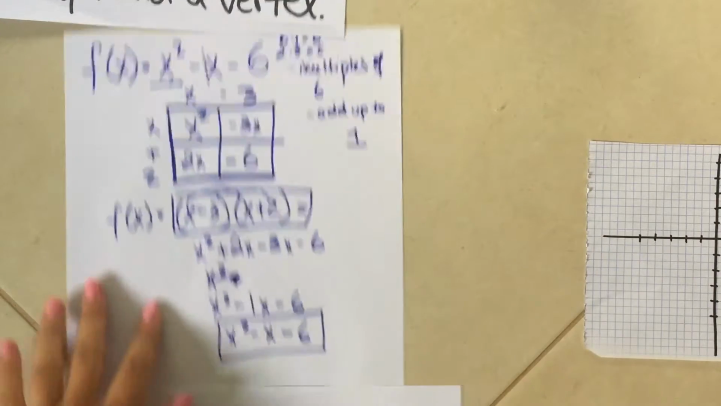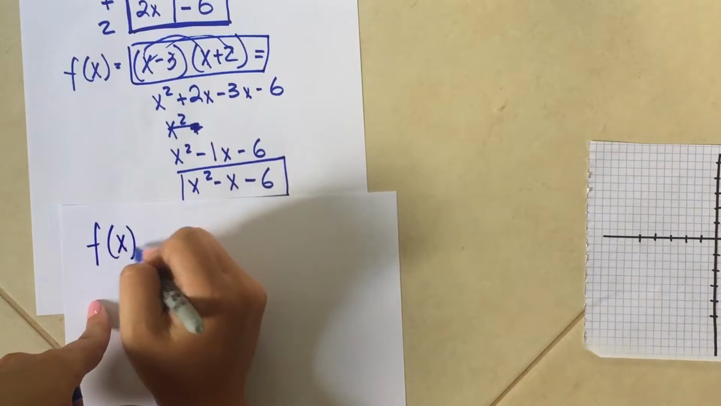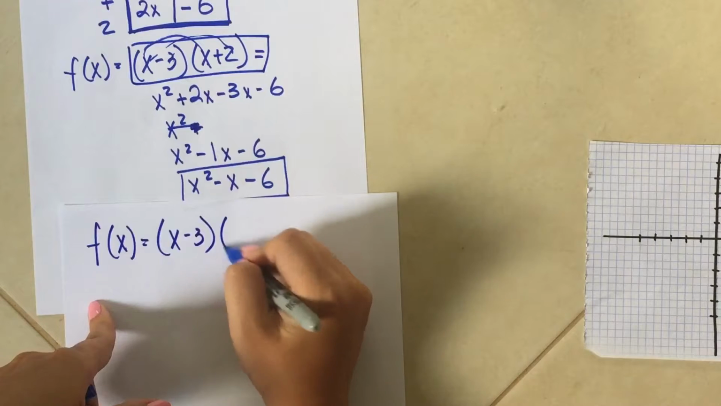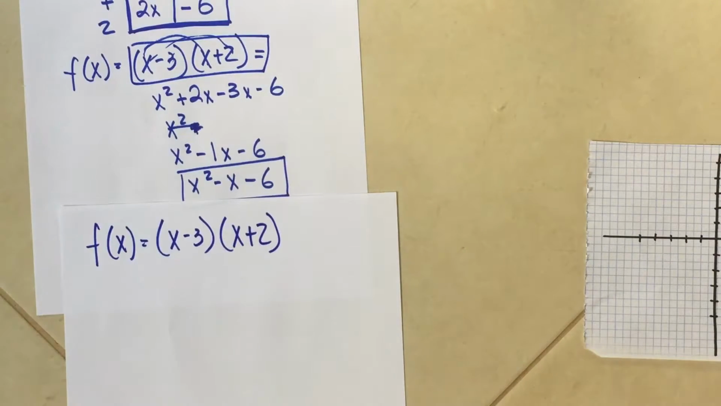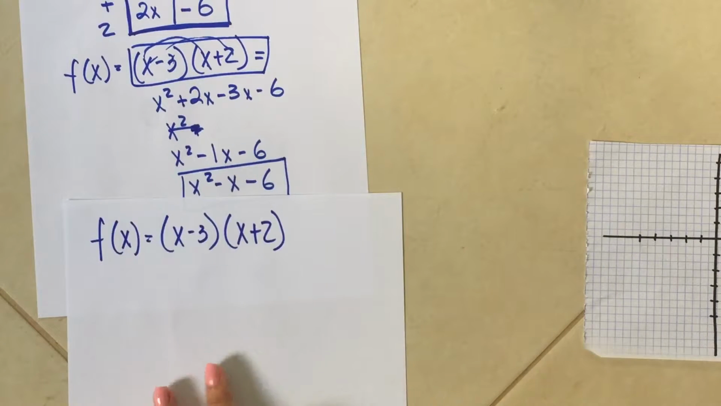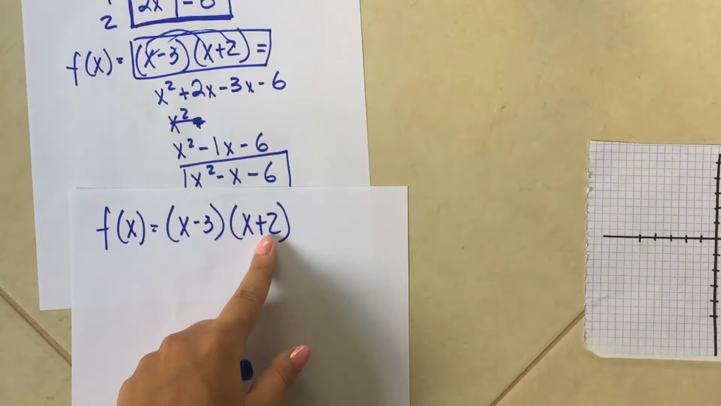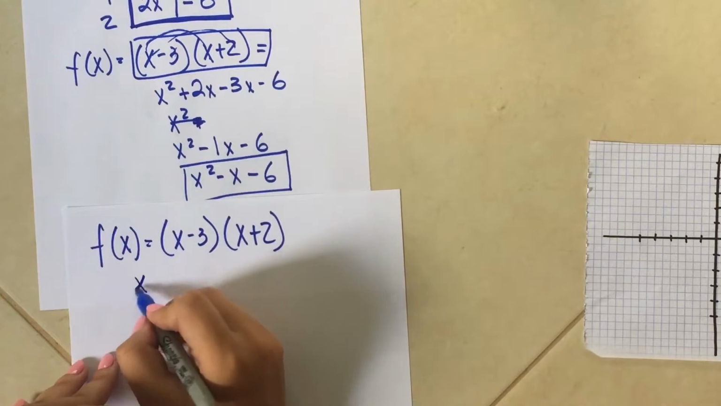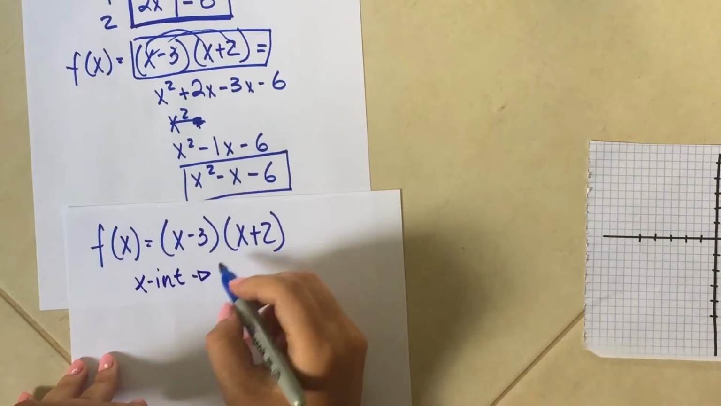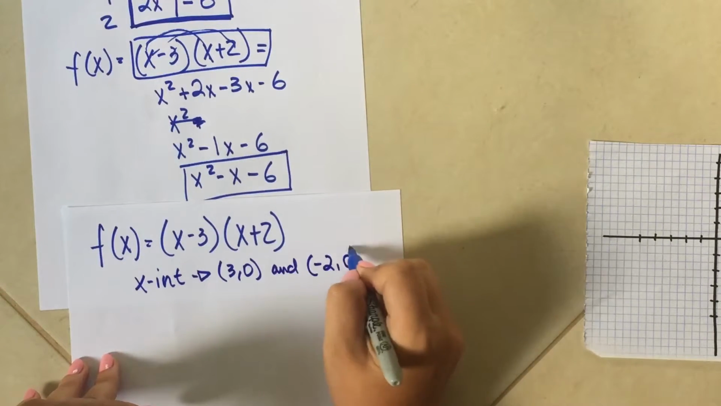Now let's move on. Since we got f of x equals x minus 3, x plus 2, now our goal is to find x-intercepts by factoring. A way to find x-intercepts is by looking at the factored function. We can see that this is negative 3 and positive 2. Our x-intercepts will be a positive 3 and a negative 2, 0.